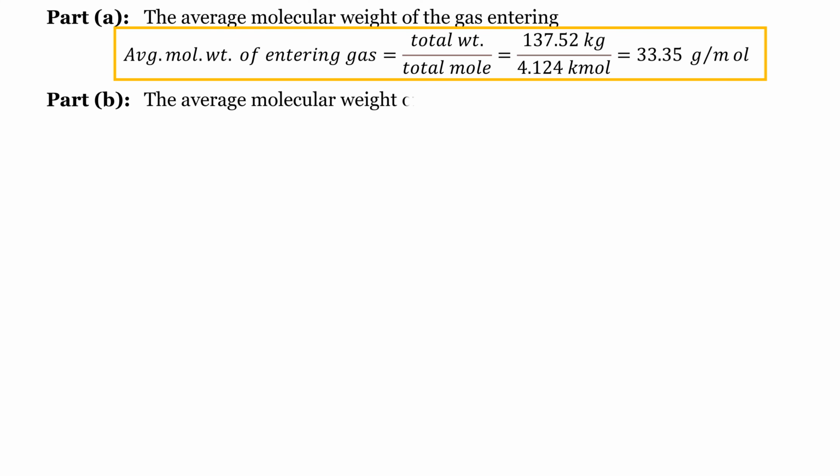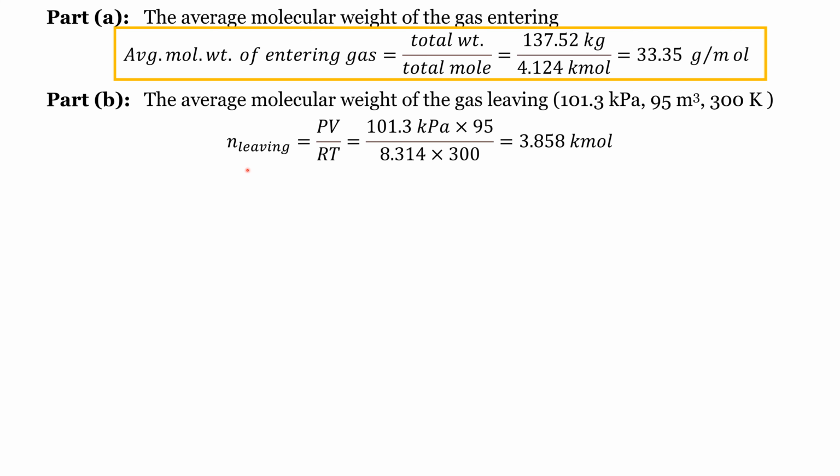Now in part B, we need to estimate the average molecular weight of gas leaving, and for that temperature, pressure and volume are given. So first we will find out the moles of gas leaving using the ideal gas equation. So N leaving will be equal to PV by RT, simply by putting the values of pressure, volume and temperature. N leaving will come out as 3.858 kilomole.